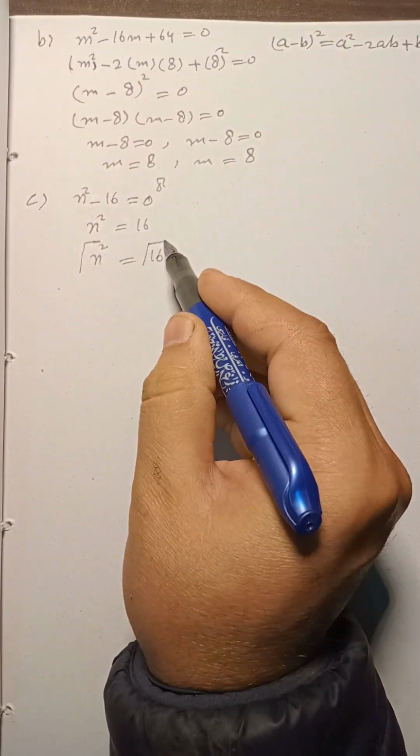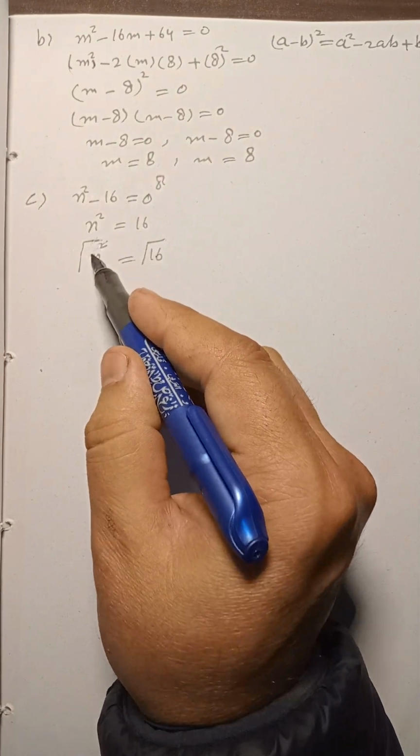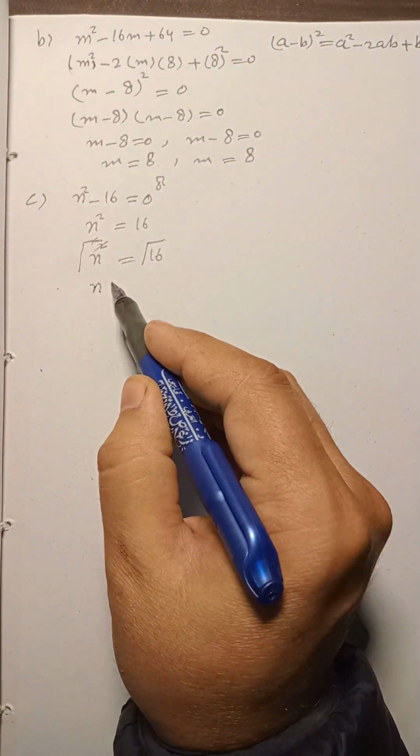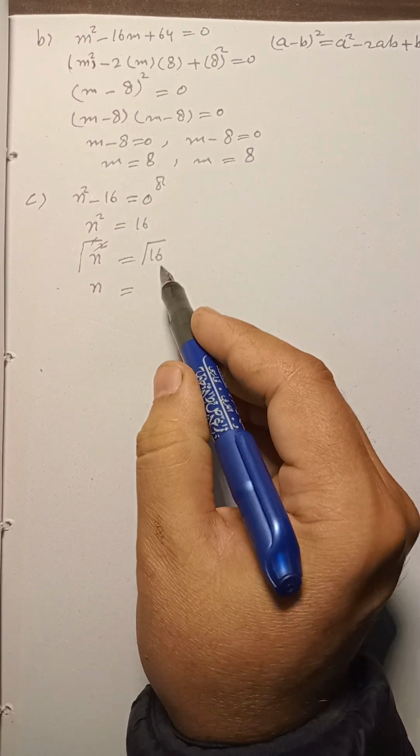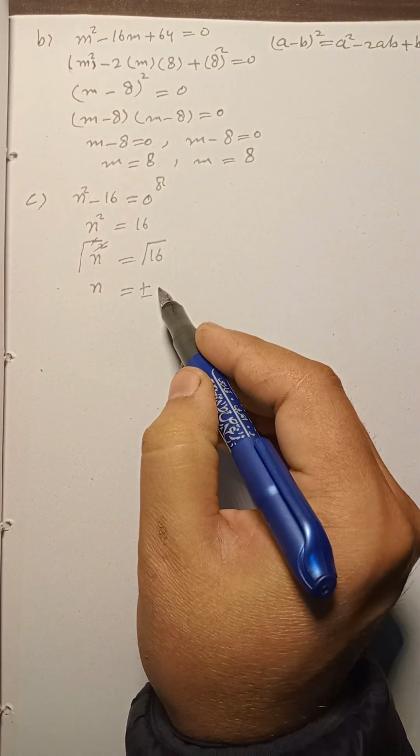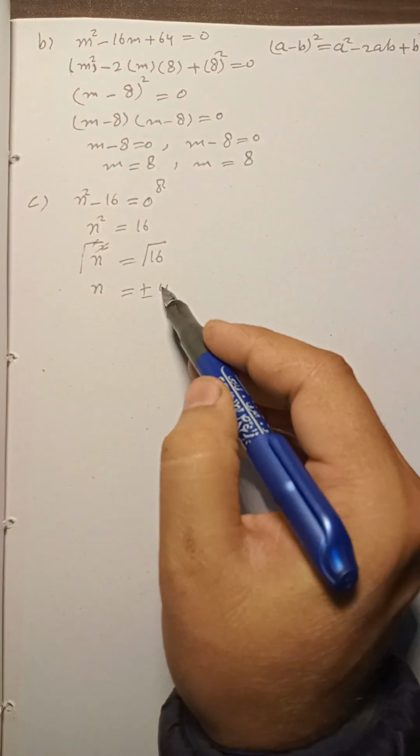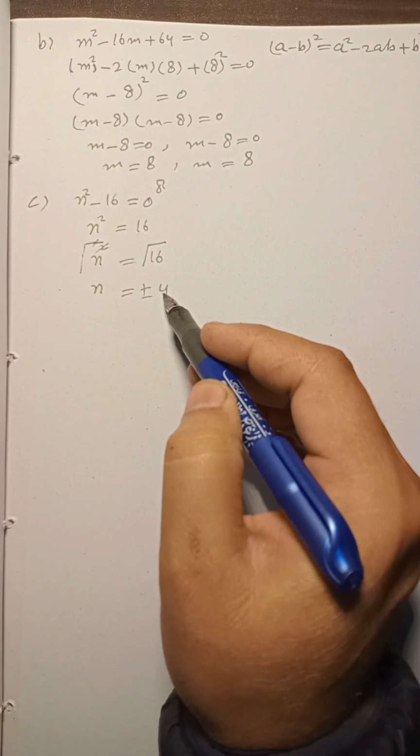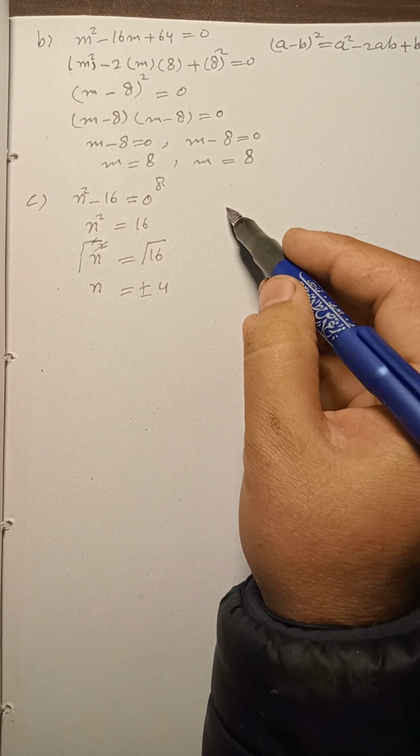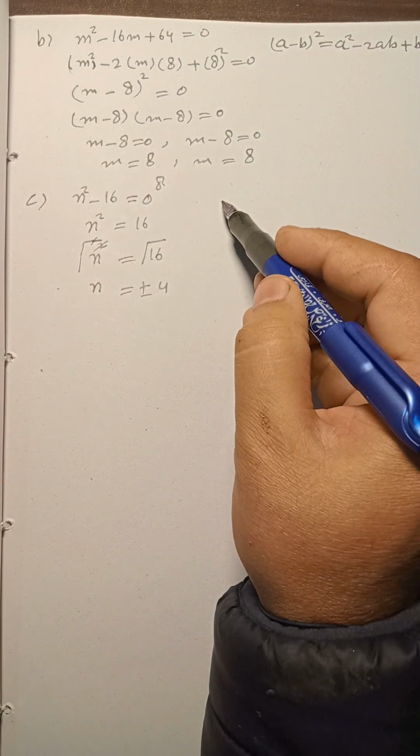16 will also be under root, and the under root will be cancelled. n is here and 16 is equal to plus minus 4. After taking the under root, it will become plus minus 4. It may be our answer, but you can solve this equation by the second method.